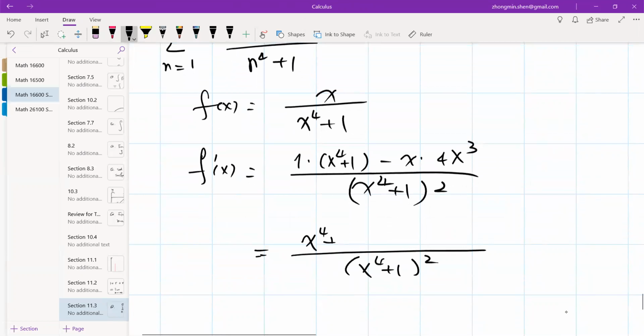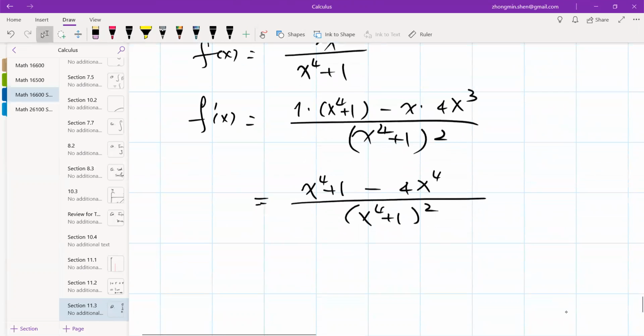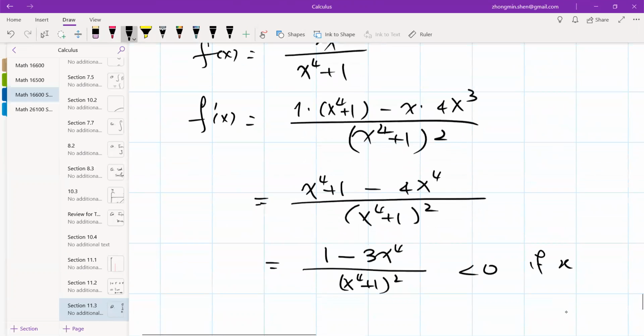So x to the fourth power plus 1 minus 4x to the fourth power. Great, so it's easy to see it's negative. Okay, so 1 minus 3x to the fourth. I think it's clearly negative if x is greater than or equal to 1. That's all I need, right?